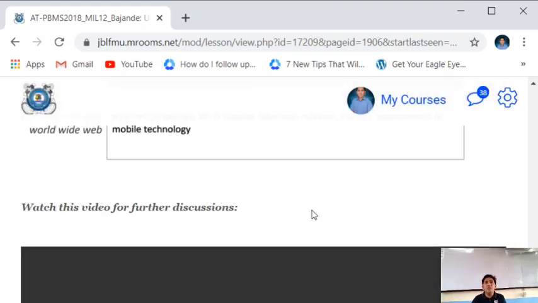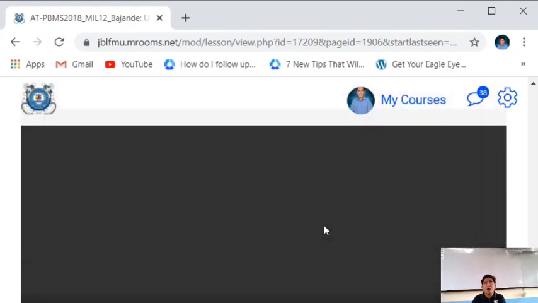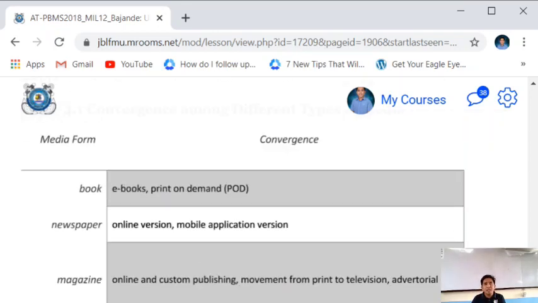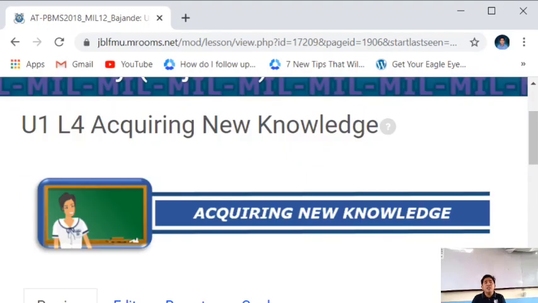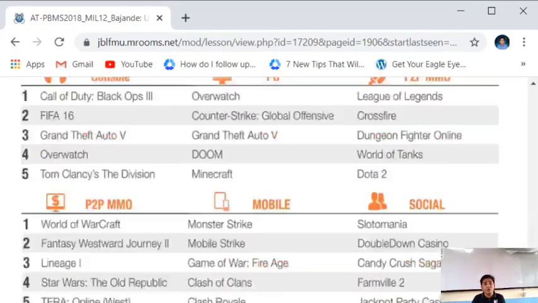So, I hope you have learned something about technology. Now, about this lesson, what we call the different forms of media and convergence.